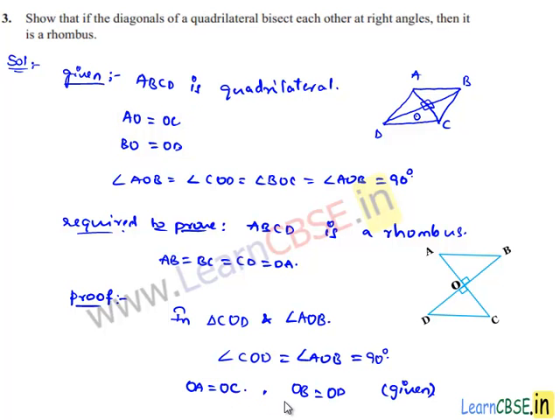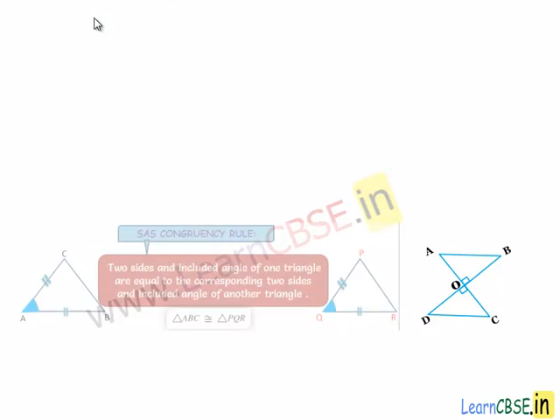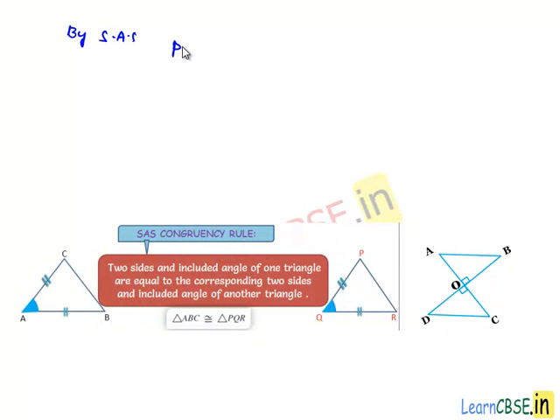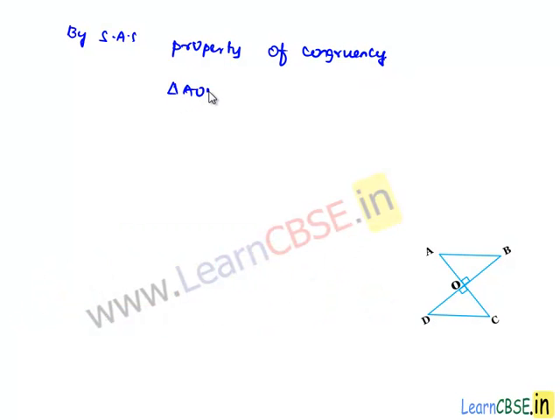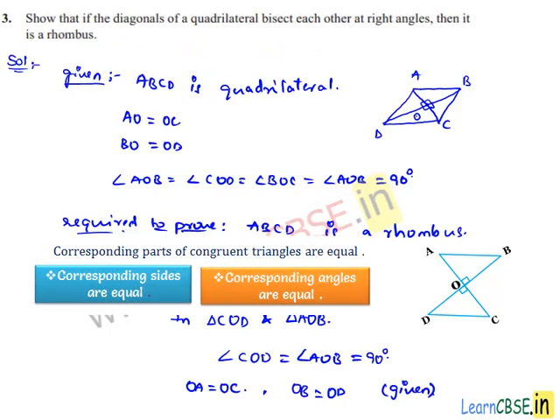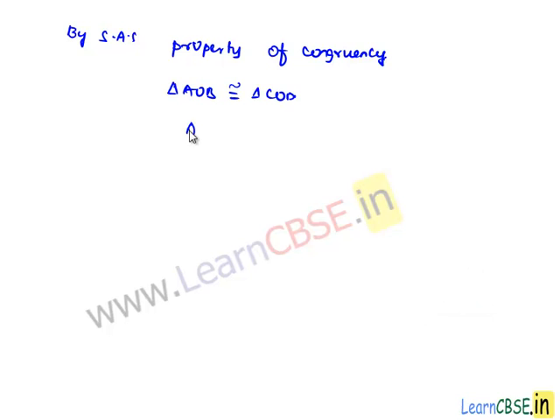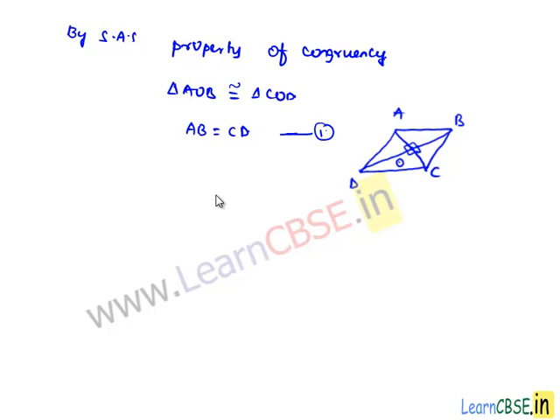From the SAS property, as in triangle COD and triangle AOB two sides and one angle are equal, we can say they both are congruent. So by SAS property of congruency, we can say triangle AOB is congruent to triangle COD, and we know that when two triangles are congruent, then their corresponding sides will be equal. So here the corresponding sides AB can be equated to CD. Now as we got AB is equal to CD, let us name it as equation number 1.